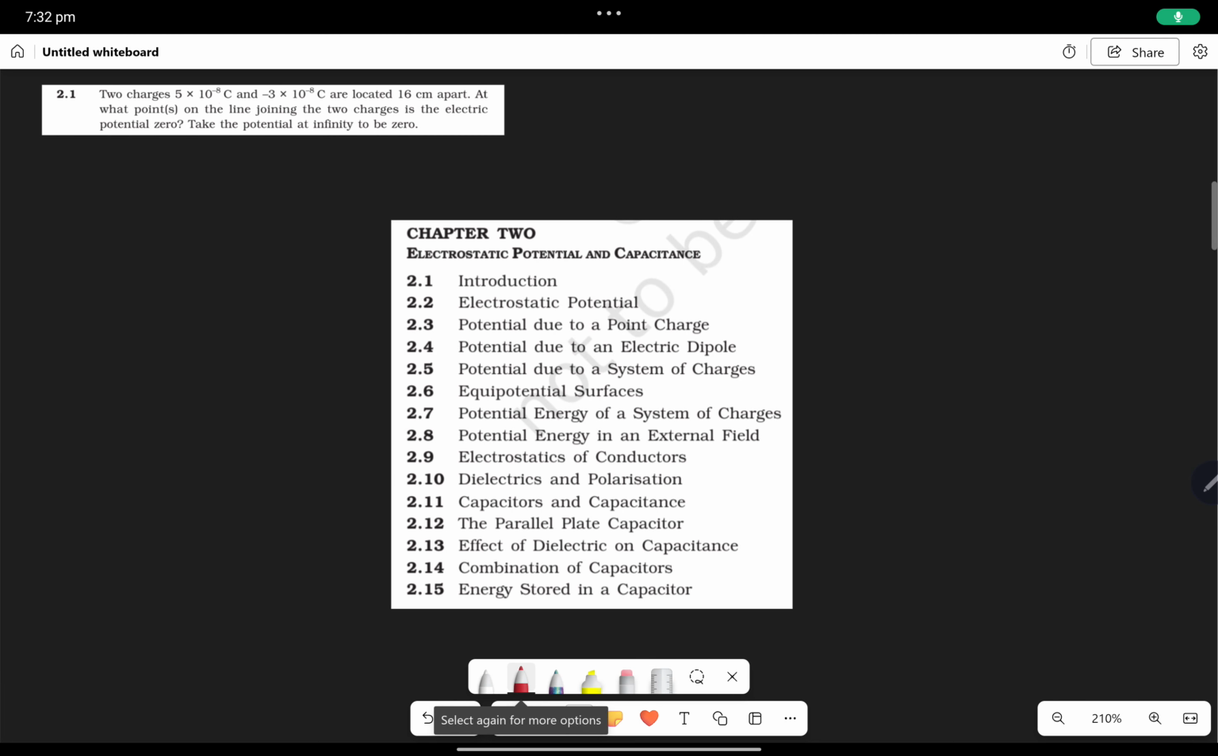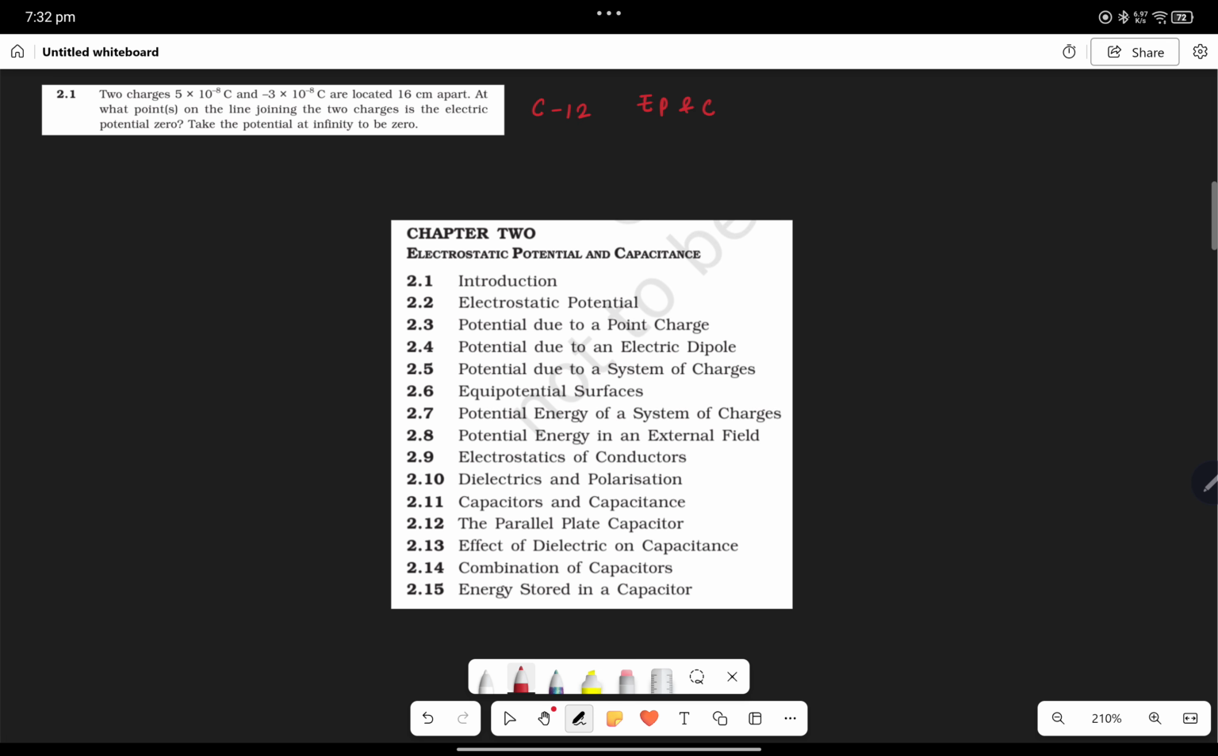So this is question number 2.1 of class 12th, and the chapter name is Electric Potential and Capacitance. We're going to get the solution here. But first of all, let's see what this chapter contains.